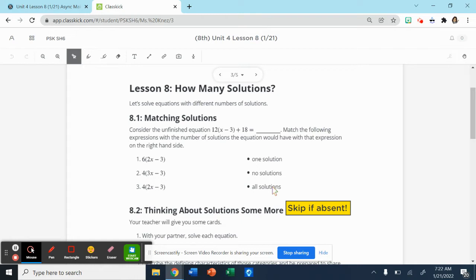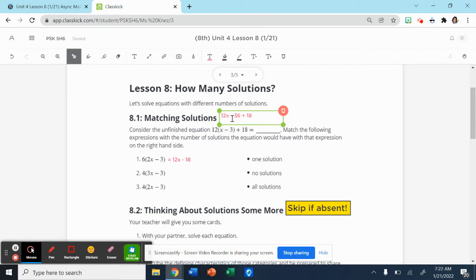One way that you could have started working through 8.1 is by distributing. For example, in question 1, if we distribute the 6, meaning we multiply 6 times 2x and times negative 3, we end up with 12x minus 18. We can do the same thing to the equation up top by simplifying. If we distribute that 12, we end up with 12x, and again, we'll have to multiply 12 times 3, so it's 12x minus 36 plus 18.